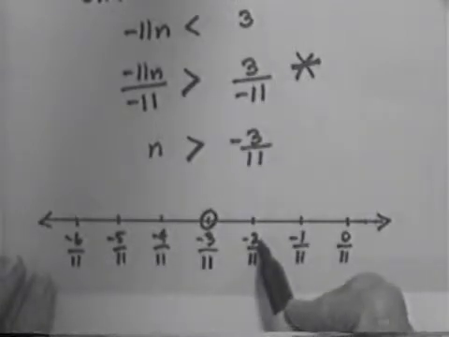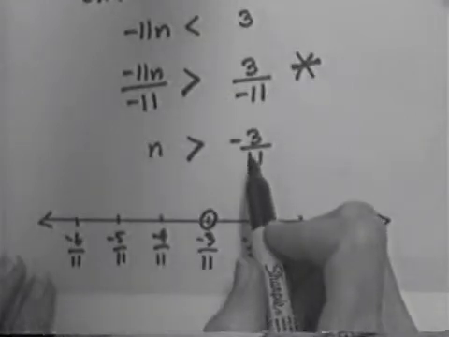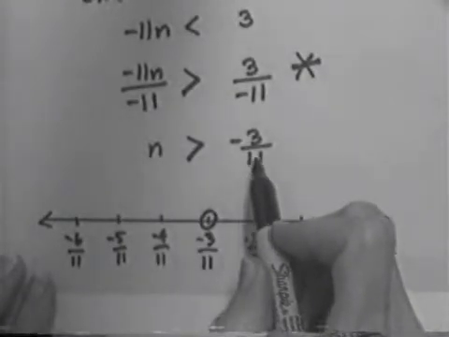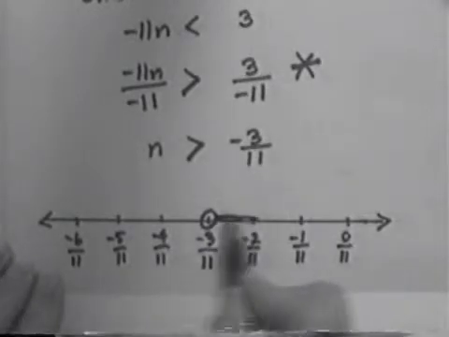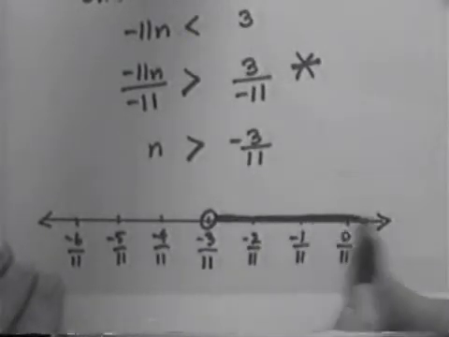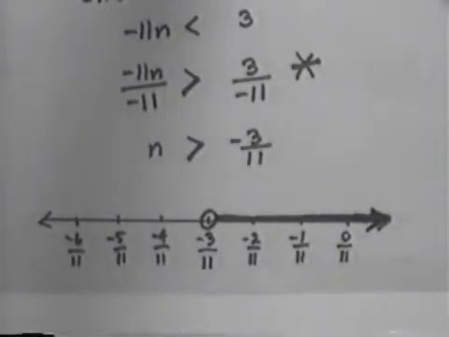To the right, I have negative 2/11. Negative 2/11 is greater than negative 3/11. That is true, since negative 2 is greater than negative 3. And so I'll shade in the right-hand side of this inequality. So here's a graph that shows n is greater than negative 3/11.